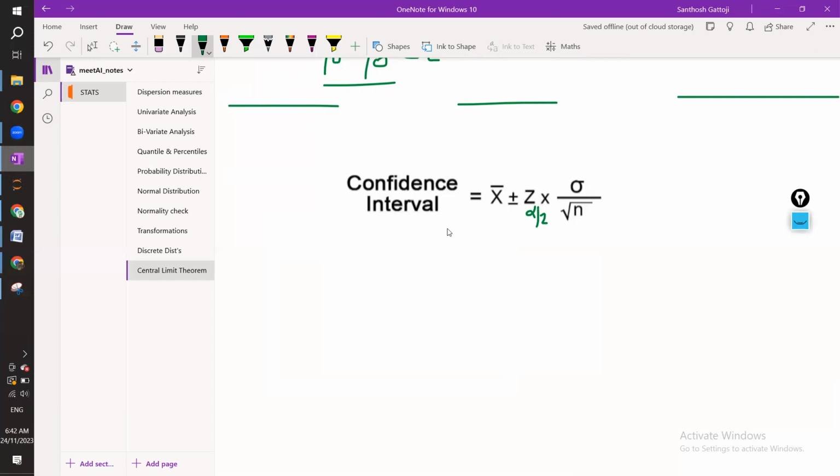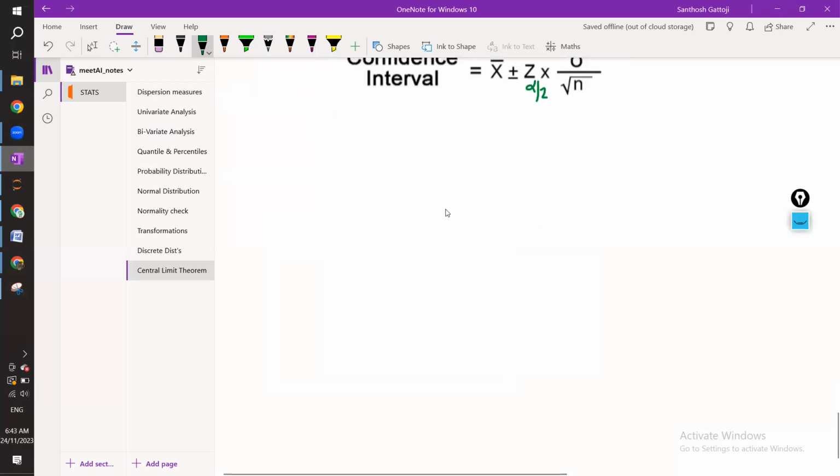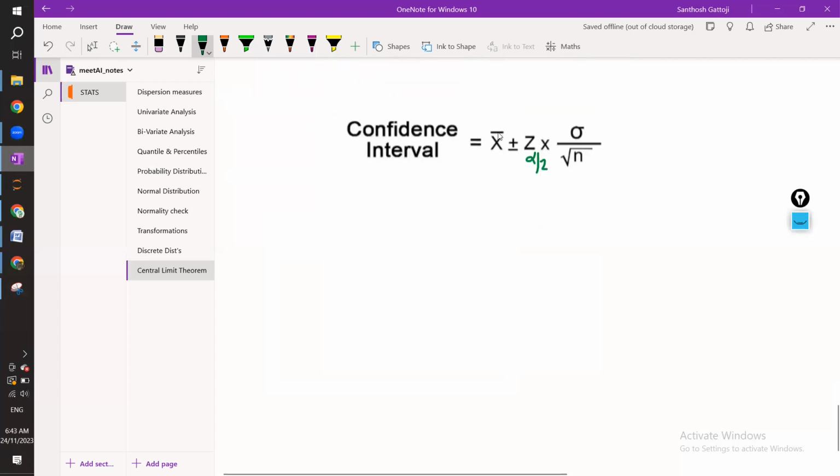Let's start, guys. As I said, we will see how this formula came into picture. Wherever you are losing track, you can just stop me over there. First of all, what was our concept, guys?